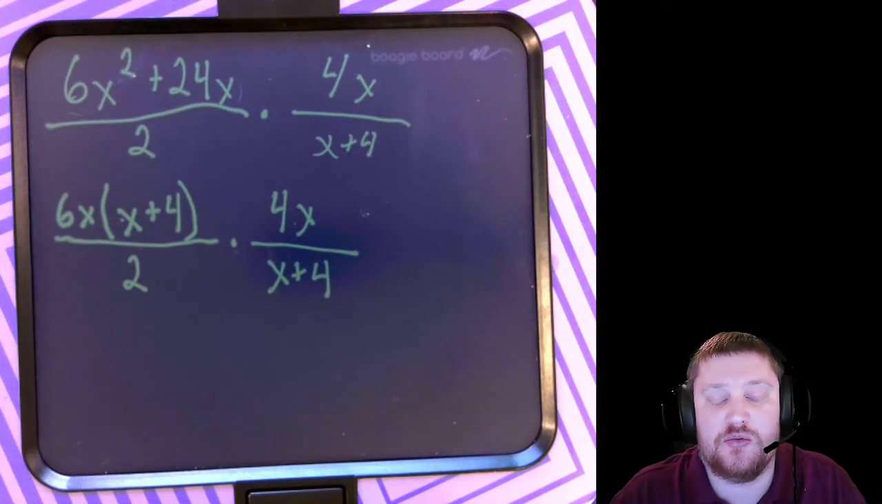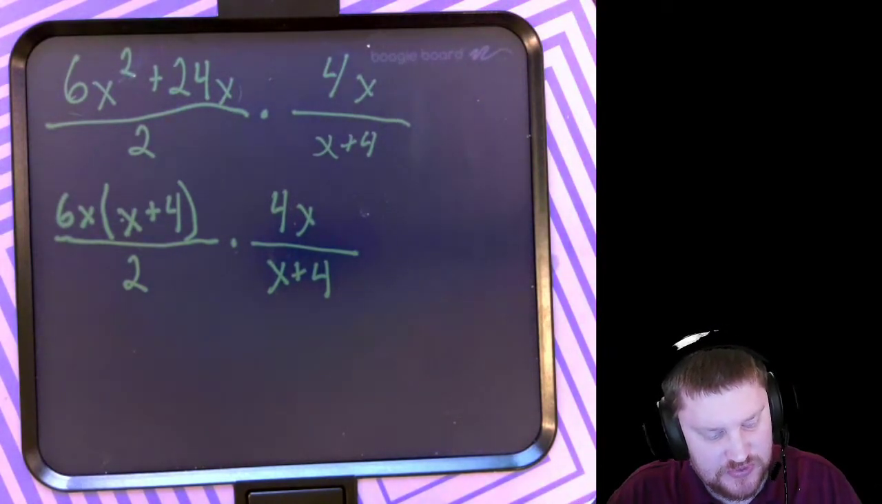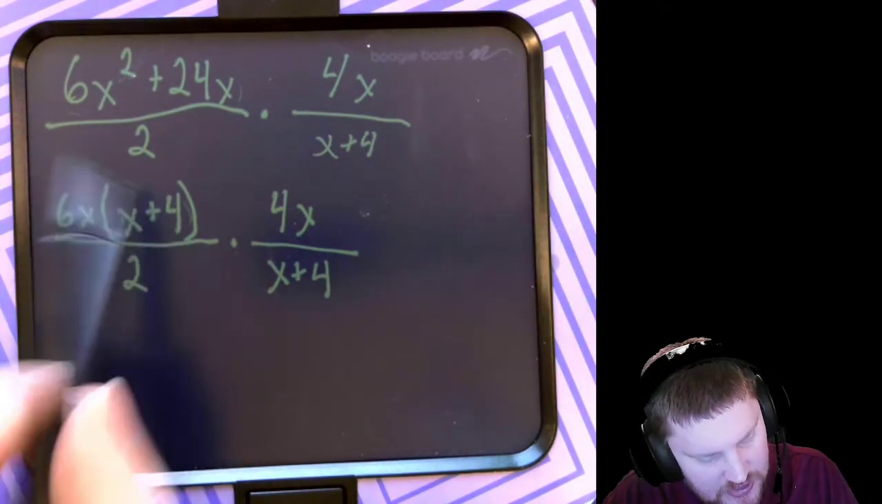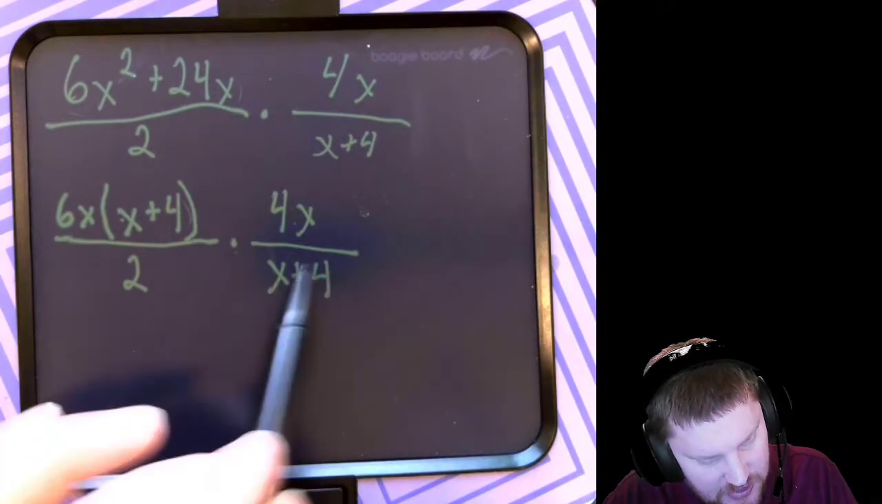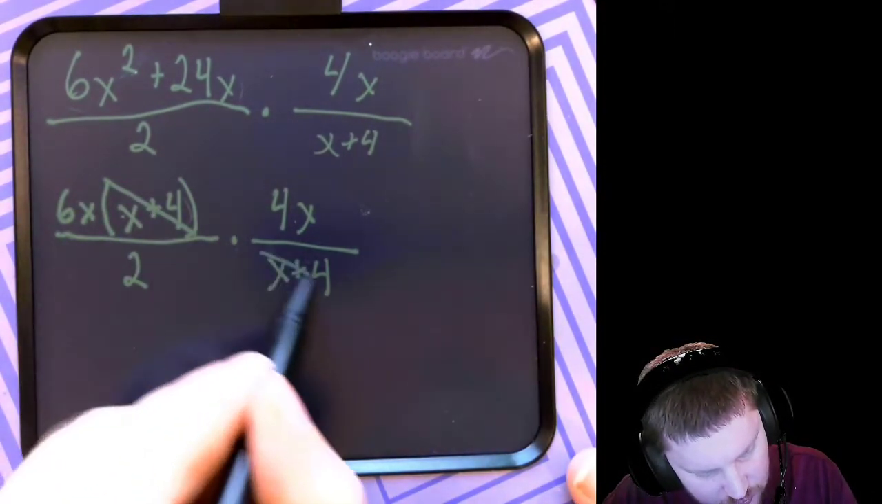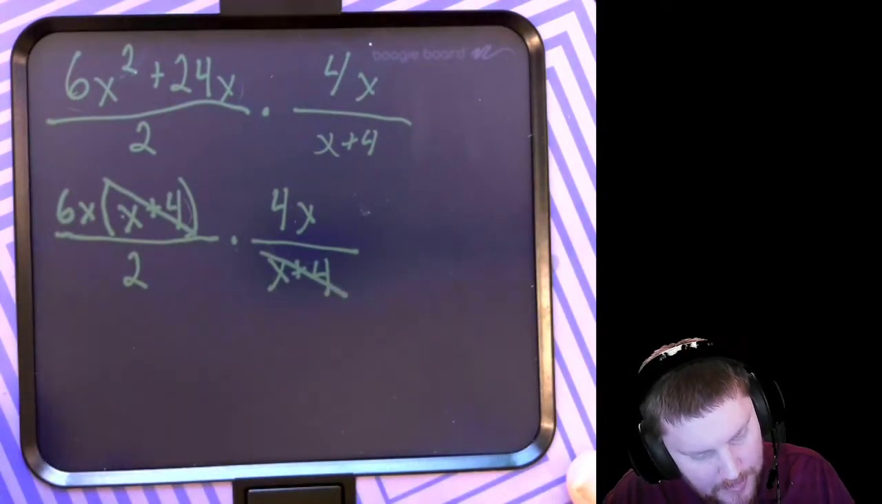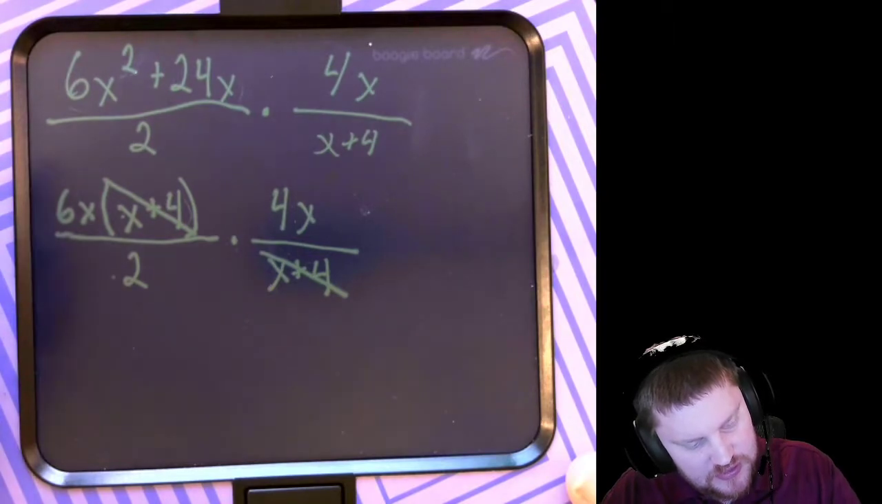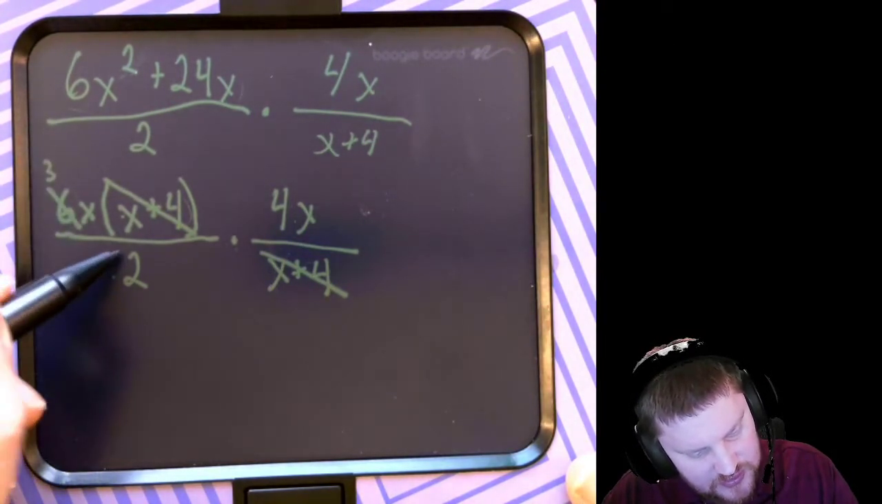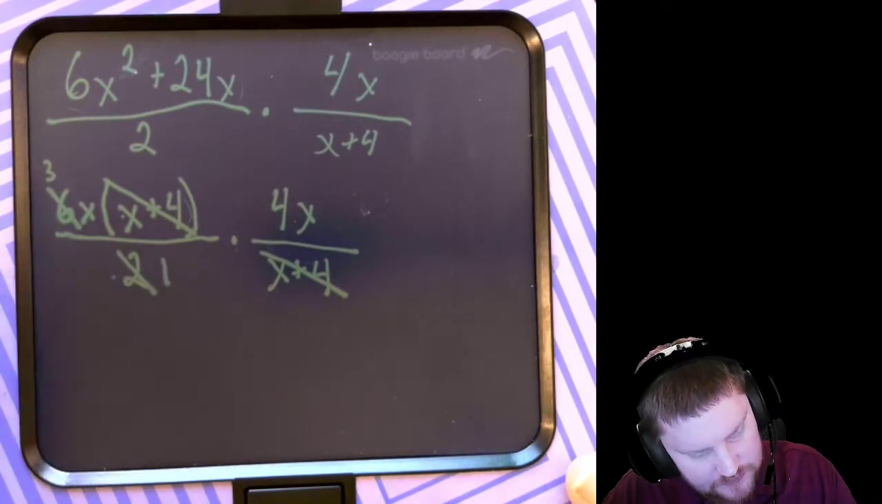So step 2 was to cancel everything that cancels. Well, here I have an x plus 4 on top, and here I have an x plus 4 on bottom. So the x plus 4 on top cancels with the x plus 4 on bottom. Here I have a 6 on top and a 2 on bottom. 6 divided by 2 is 3. 2 divided by 2 is 1.